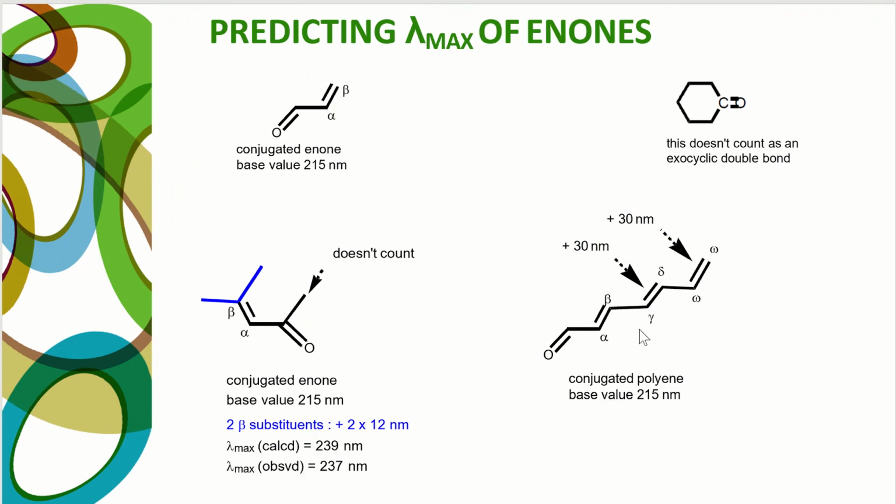And also for extending the conjugation, it's similar to what we saw with our diene, where every time you extend the conjugation, you add 30 nanometers to the base value, and this doesn't count as an exocyclic double bond, right? So the exocyclic double bond is basically when you have a carbon-carbon double bond and not a carbonyl. So this doesn't count as an exocyclic double bond. And this is our base value for our conjugated enone.